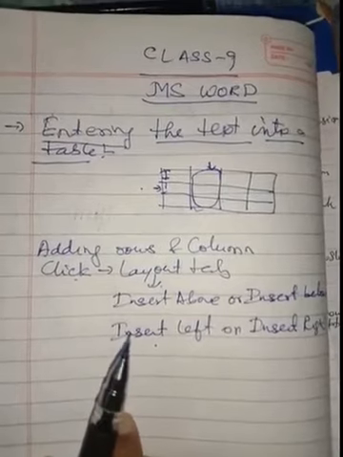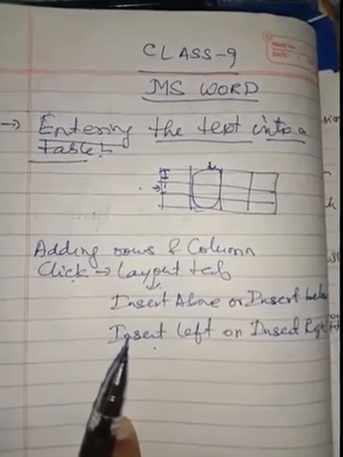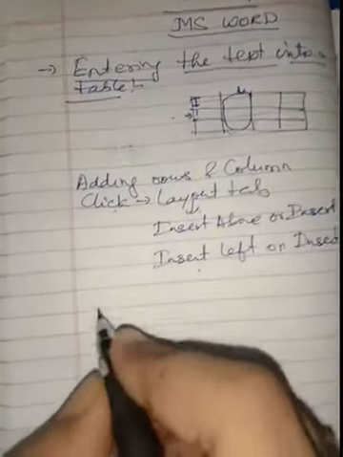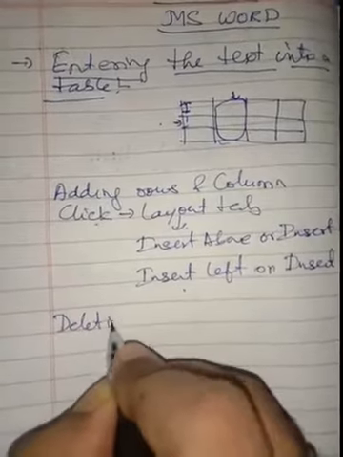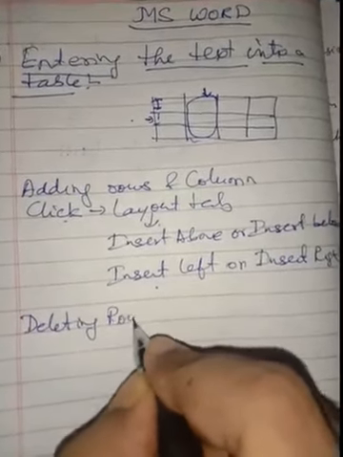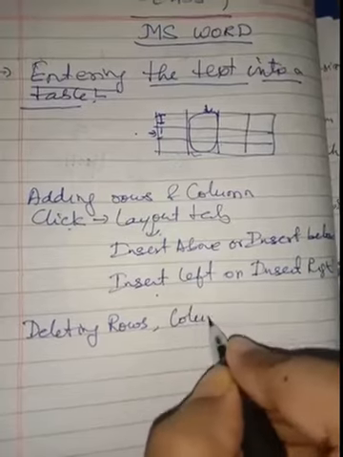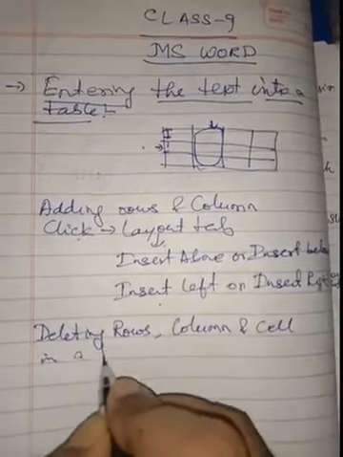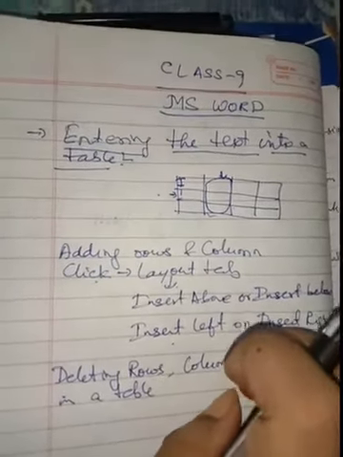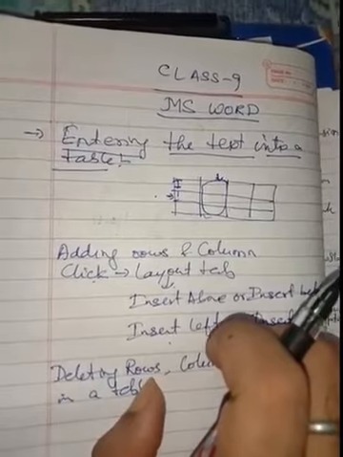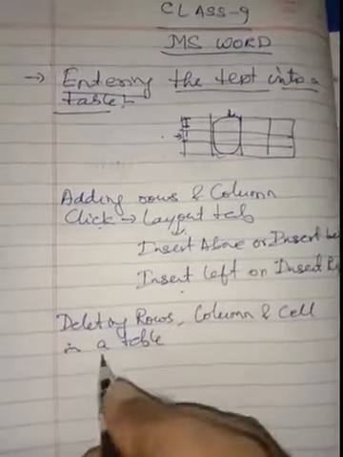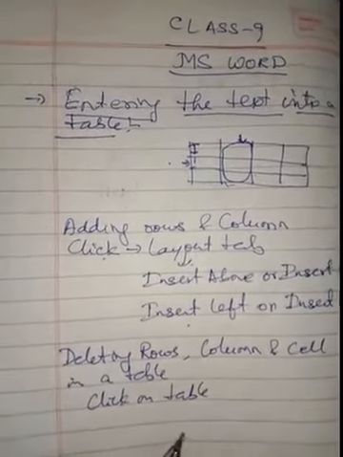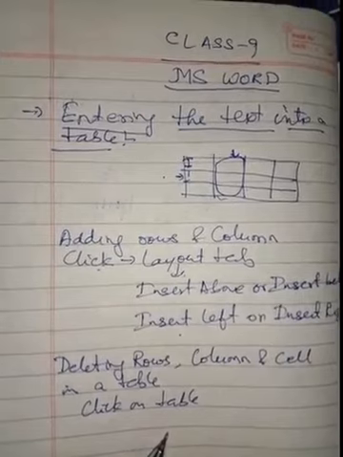Now in order to delete the rows and column, what we have to do? First of all, we have to click on the table. So now the next topic that we are going to discuss is deleting rows, columns and cell in a table. In order to delete the rows and column, first of all, just click on the table. So a new tab will appear called the layout tab.